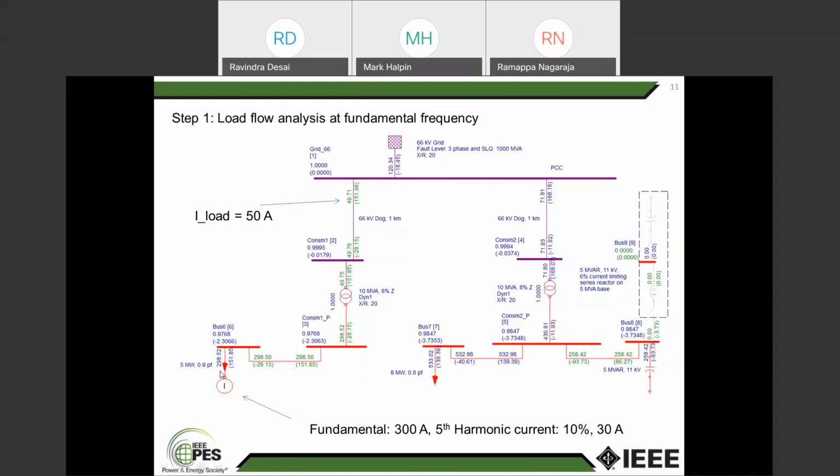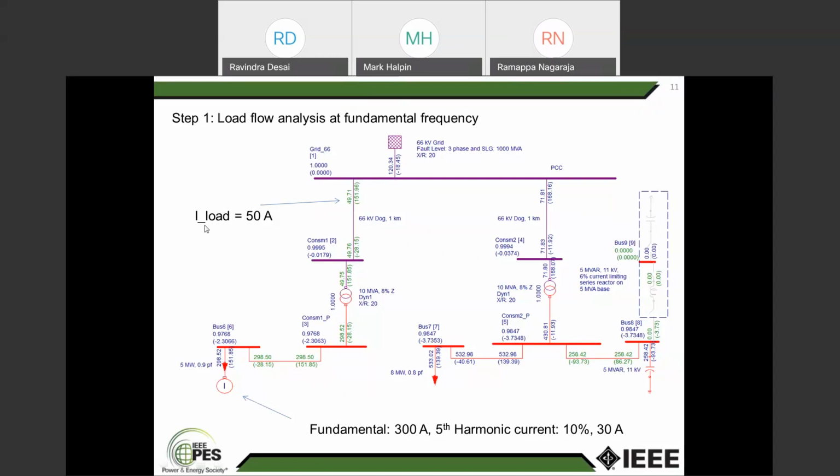And there is a load here, which is 5 megawatt, 0.9 power factor. In the harmonic simulation study, what we do is, we do the power flow analysis at fundamental frequency to find out what is the maximum load current, and assume that actually the maximum load current is 300 ampere at 11 kV. Reflected current at the PCC here becomes 50 ampere.